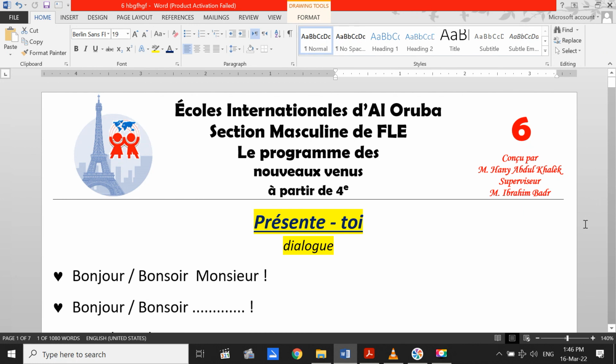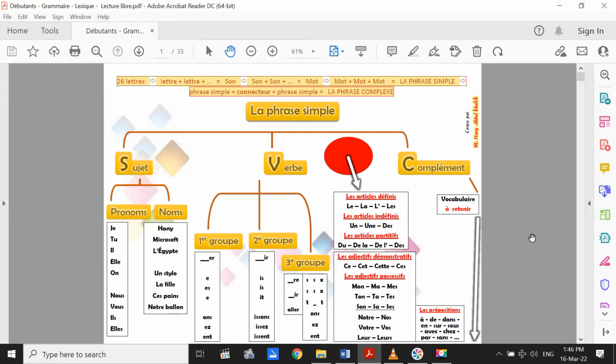Study well, study hard, take it as a language. This is a chance to speak French with the English that you already speak. Okay, don't forget the simple sentence. It's the key to understand French and even English. If you understand this well, you can say and understand any sentence in French.